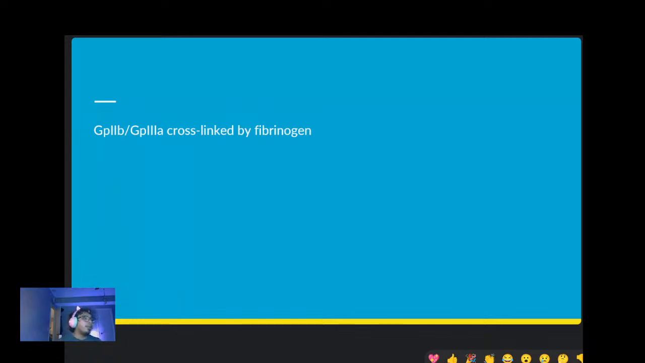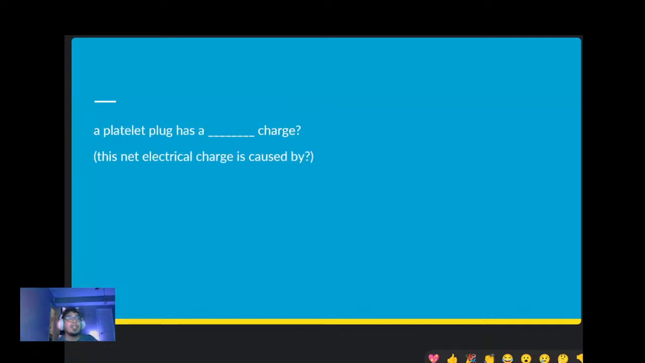Now, a platelet plug has what type of charge? What's the net electrical charge? Anybody? Positive or negative? You guys can guess in the chat box. What's the reason why we avoid glass altogether when we're doing a platelet function test? Because they have a negative charge.